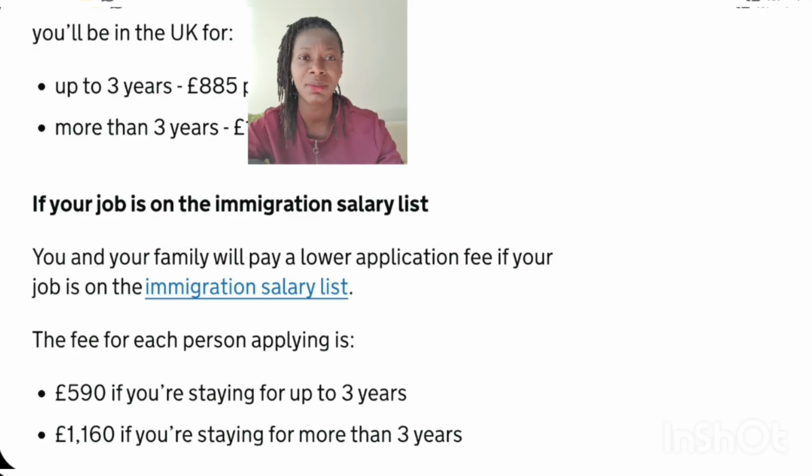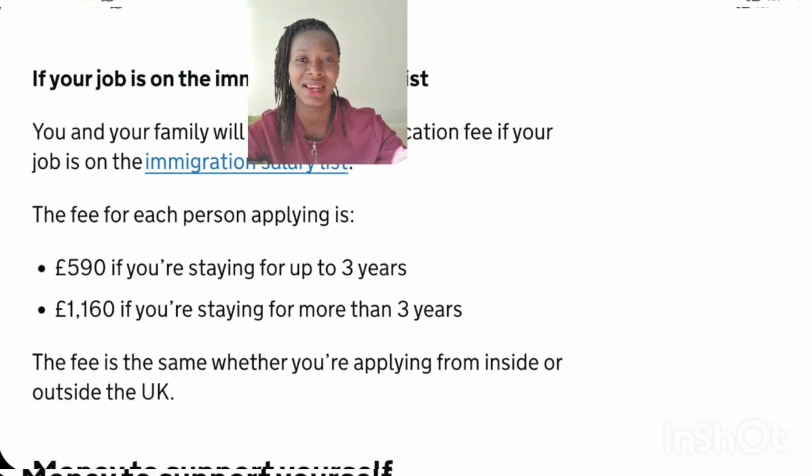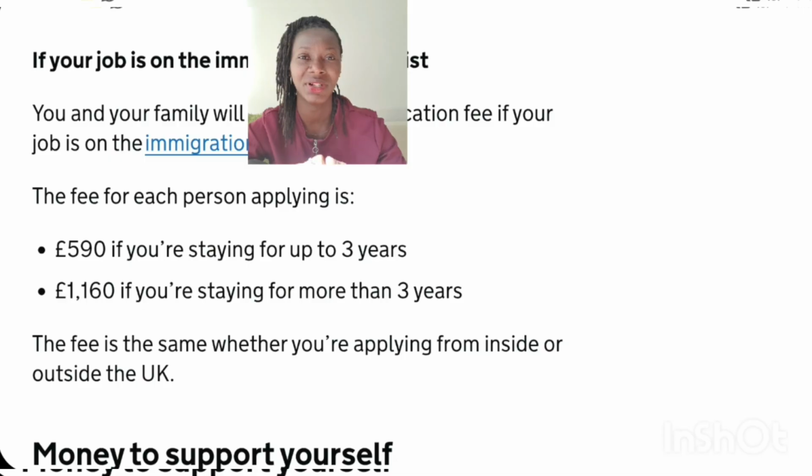If your job is on the immigration salary list, you and your family will pay a lower application fee. Remember, for teaching jobs, we are not on the immigration salary list yet. For those skilled workers that are on the immigration salary list, the fee for each person applying is £590 if you are staying for up to 3 years, and £1,160 if you are staying for more than 3 years.